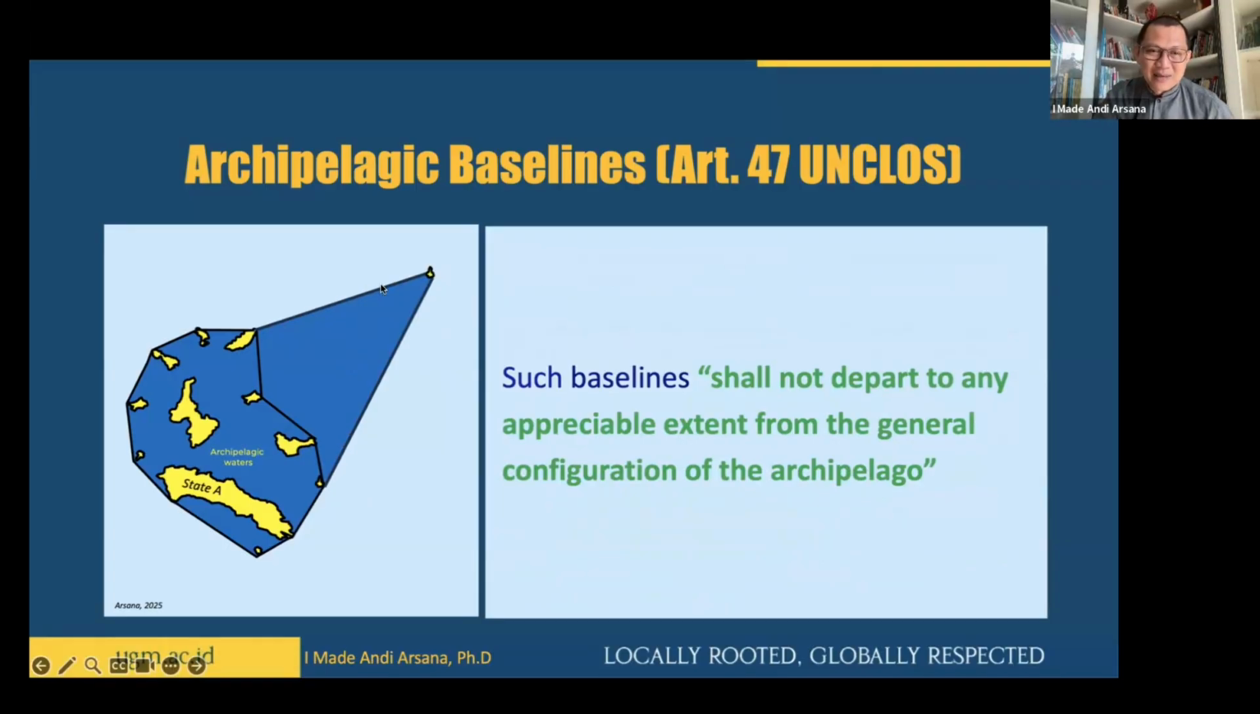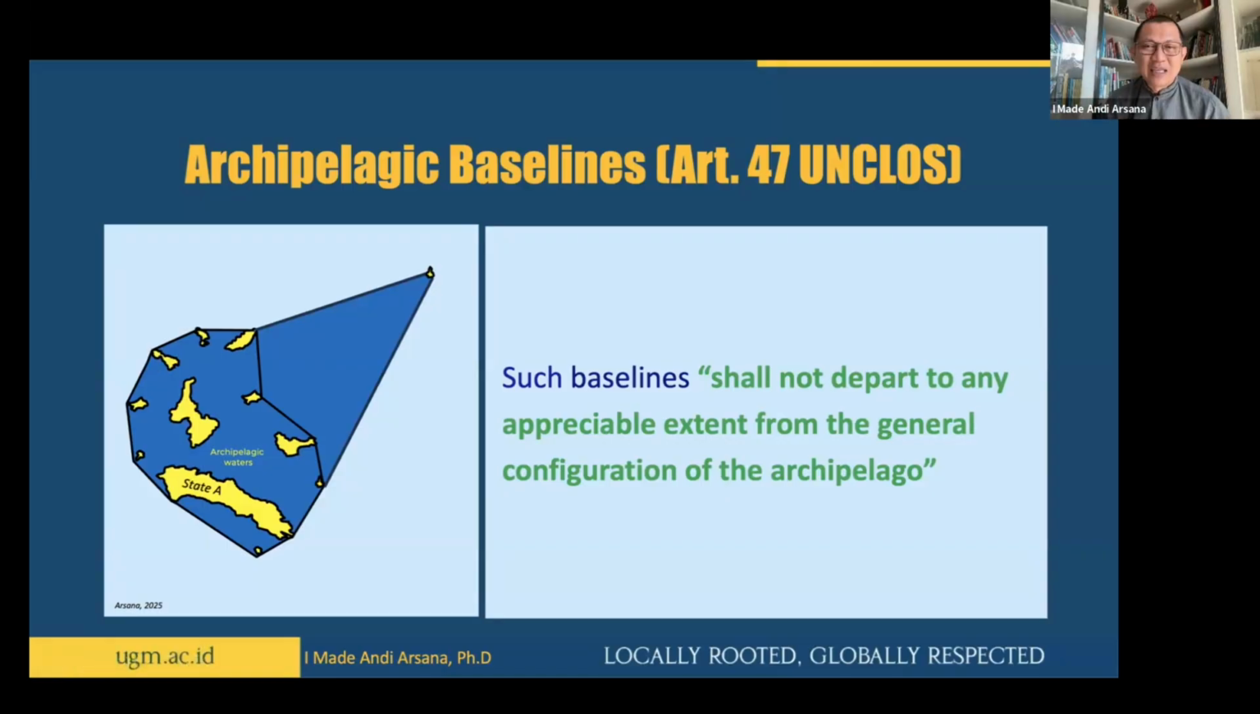First, this segment line cannot be more than 125. You understand this? This segment line cannot be more than 125. You understand this? But even if this segment is not more than 125, can you do this? Now, if you look at it, such baseline shall not depart to any appreciable extent from the general configuration of the archipelago. So like this is the general configuration. But if you add this, the configuration can be totally different now, right? So this is considered not satisfying this criteria.